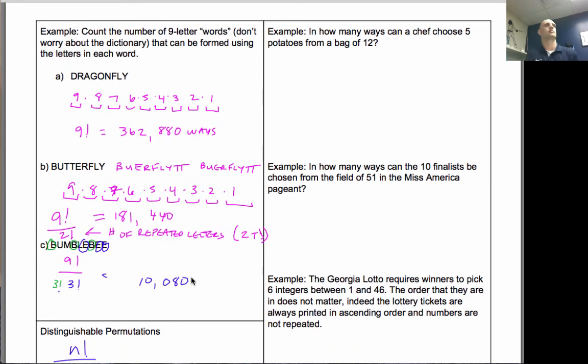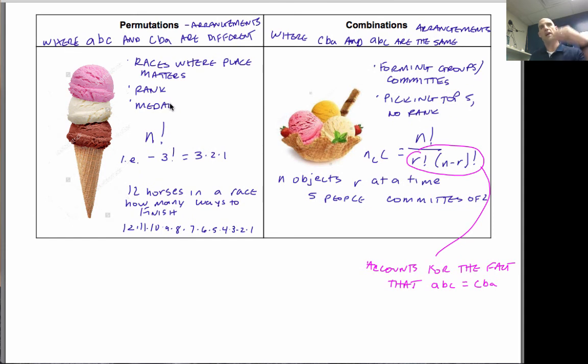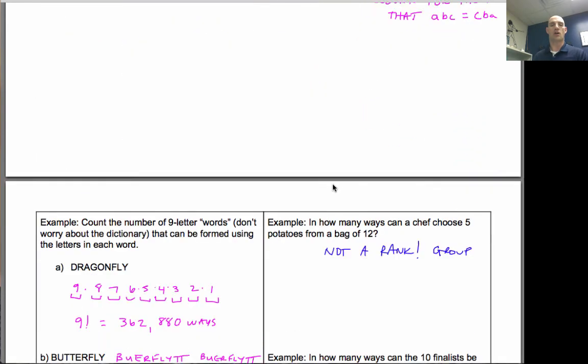Let's apply this to some situations. How many ways can a chef choose 5 potatoes from a bag of 12? So think about it like this. You reach in. You got potato number 1. You got potato number 2. If you're going to put them in a pot, does it matter? Are we ranking them? No, they're not ranked. We're just choosing a group of 5. This is a group. So is this permutations? We'll look up here. Permutations is where we had ranks and medals, and races where place matters. Combinations were committees or groups. And so this, we're going to use our nCr formula.